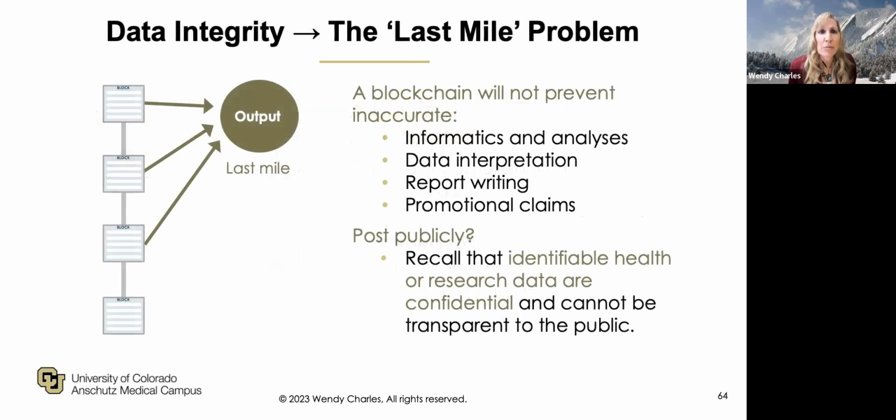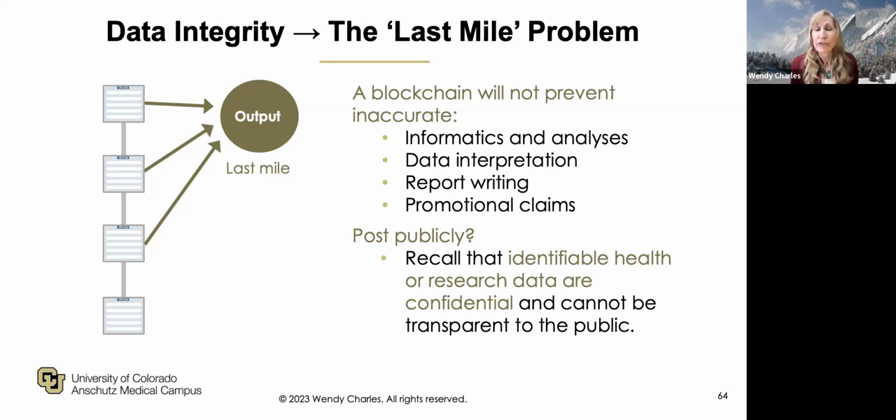We also have the same problem when it comes to the last mile problem, and that's what happens to the data after it's exported from any system that's being used. A blockchain can't prevent inaccurate statistical analyses or self-serving data interpretations or reports that focus on something that the data may not represent. Some people have said, oh, well, we should just post all research data publicly.